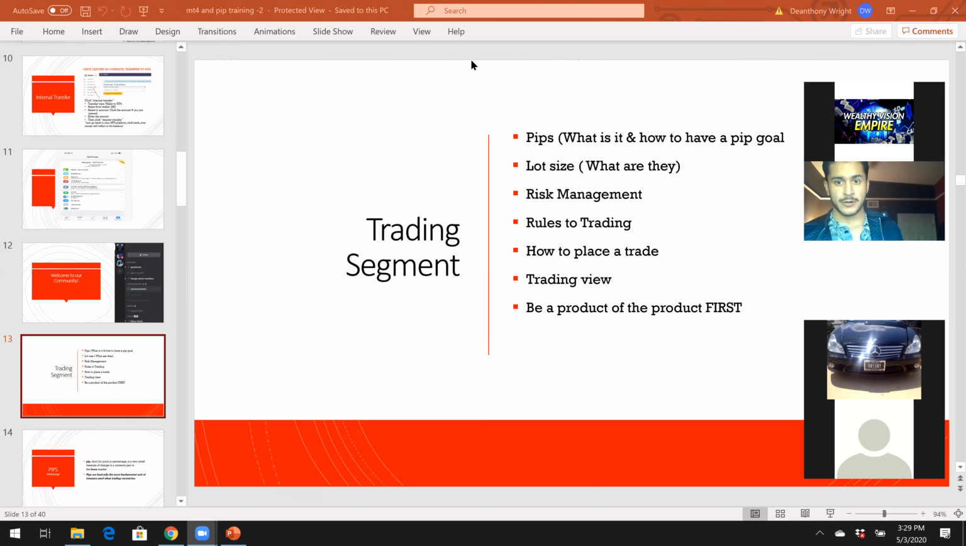We're going to be talking about what are pips, guys. What is it? How to have a pip goal. We're going to be talking about lot sizes, risk management, rules to trading, how to place a trade, as well as we're going to go into a little bit of the TradingView.